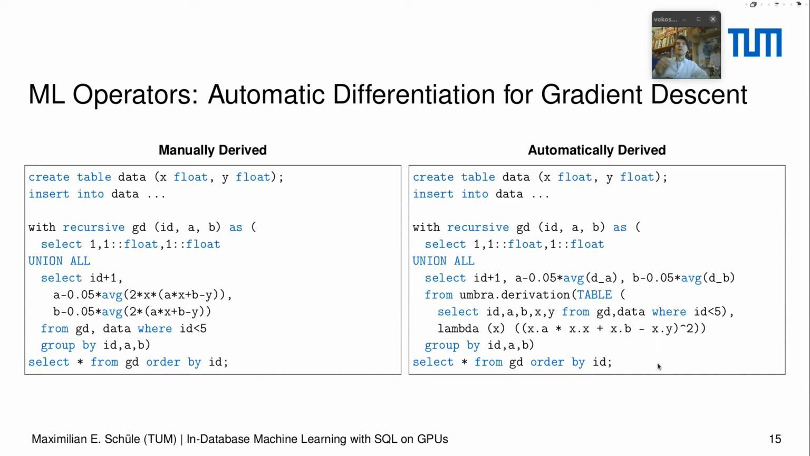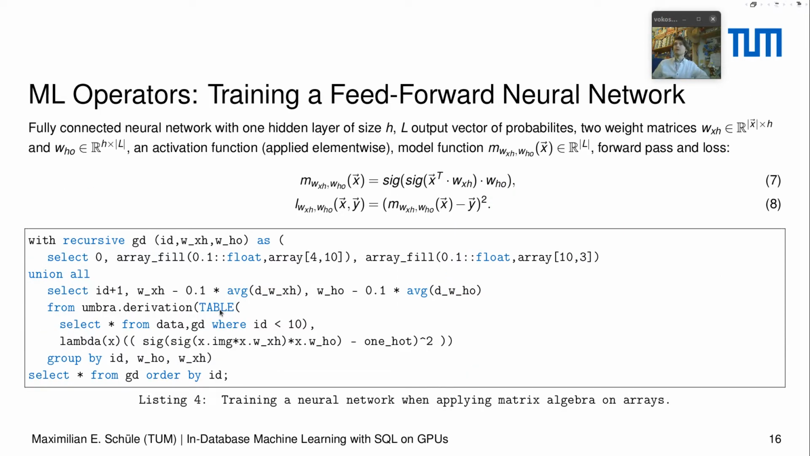Using this operator, we can see that manually, we have to hand-derive the gradient. But using our derivation operator, we only have to call it. We do not have to calculate the gradients by hand. And using this operator, we can also train a feed-forward neural network. A feed-forward neural network is composed of matrix multiplications plus an activation function. And the forward pass just means multiplying, and afterwards we can subtract to get the loss, also using least squared error for the loss.